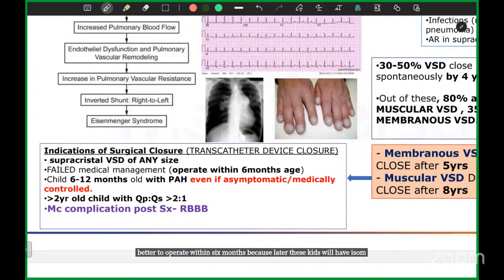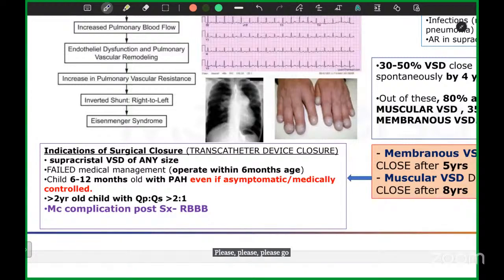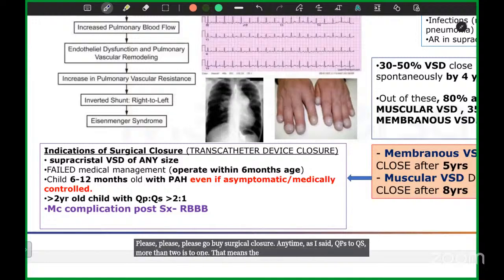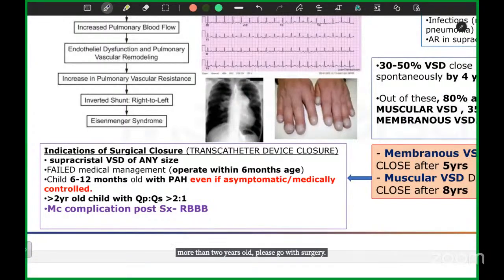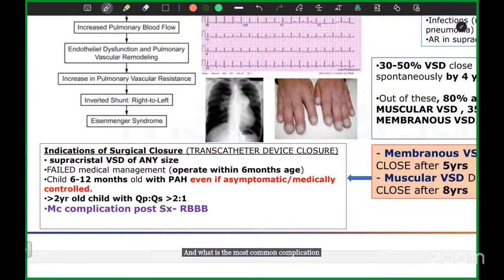Any child 6 to 12 months old with pulmonary arterial hypertension, even if it's asymptomatic or medically controlled, please go by surgical closure. Anytime, as I said, QP to QS more than 2:1, that means the pulmonary circulation is receiving double the amount of blood that is present in the systemic, more than 2 years old, please go with surgery. And anytime there's a supracristal VSD of any size, it is always better to go. Why? I clearly talked of it: a supracristal VSD will always be associated with other valvular anomalies like aortic regurgitation, aortic valve prolapse. And what is the most common complication post-surgery? It is the right bundle branch block.